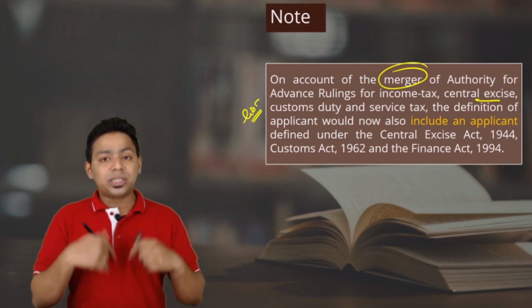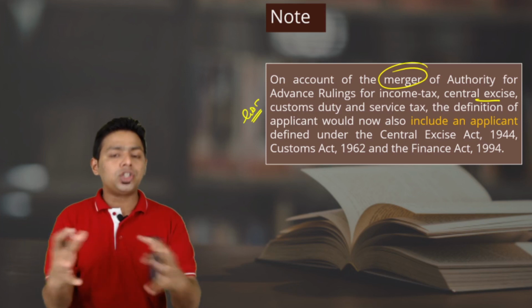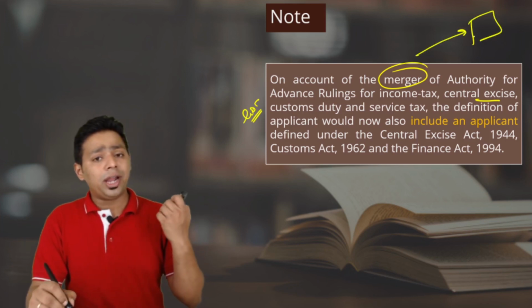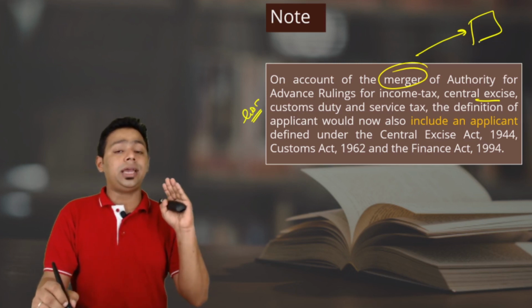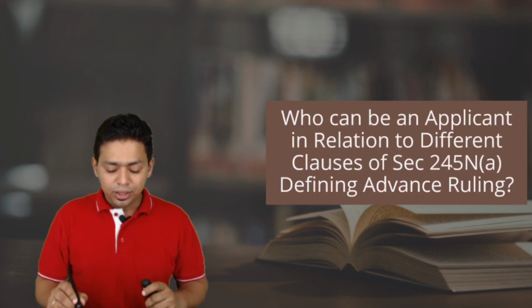So a non-resident was getting confused about how many applications he has to make. Now, because they have merged the authority, it is a single window where the NR has to go, and he will get an answer not only for income tax but also for customs, excise, and GST, all direct and indirect taxes.